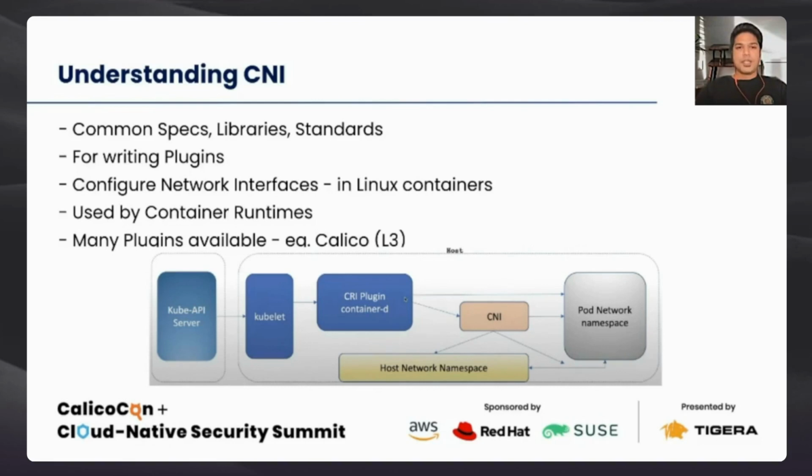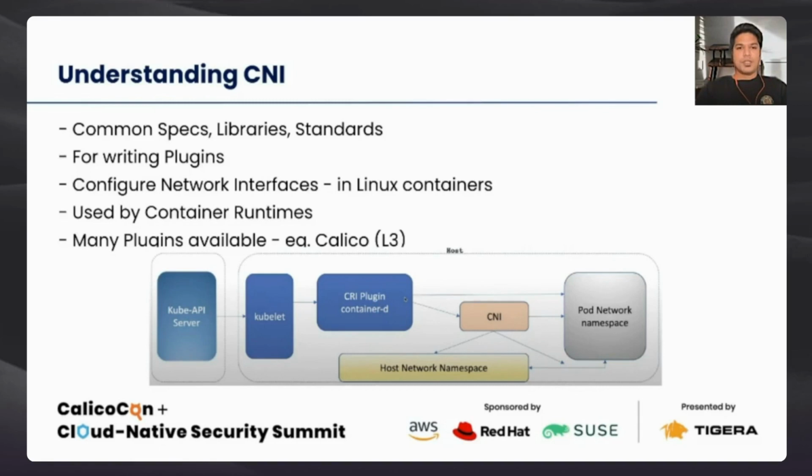So how does a CNI work? It's a bit simple, not that difficult to understand. Let's say that a Kube API server is looking to talk to a particular node. Take any node, basically a node will have a host network namespace. Kube API server will talk to Kubelet, because the Kube API server's first point of contact is the Kubelet. Kubelet will talk to the CRI plugin.